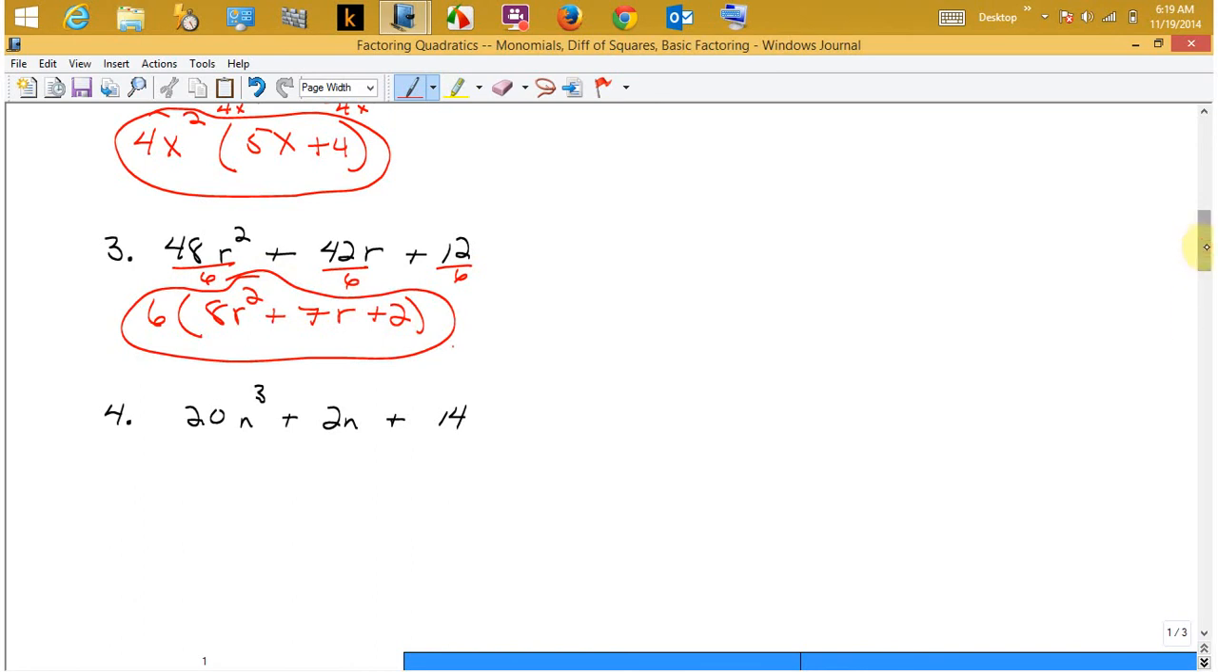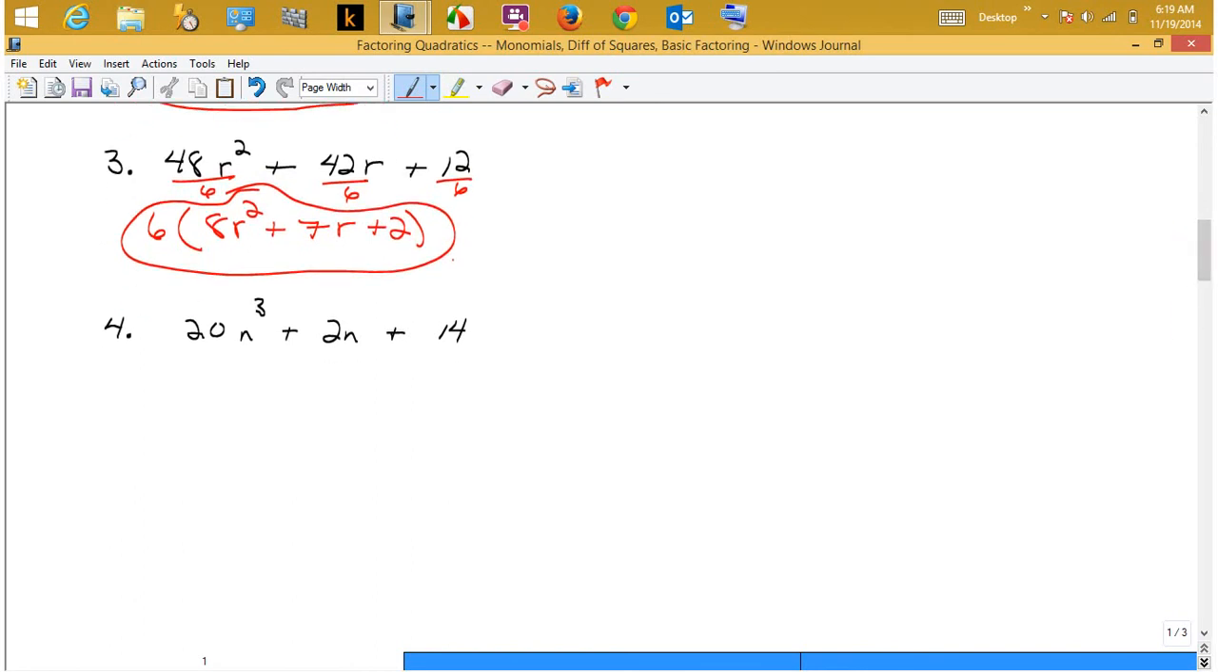The next one, you can see that I have an n cubed and an n, but there's no n in the last term, so I can't pull an n out, but I can pull a 2 out. So 2, and that would give me 10n cubed plus n plus 7. That's pulling out a common factor or a monomial.